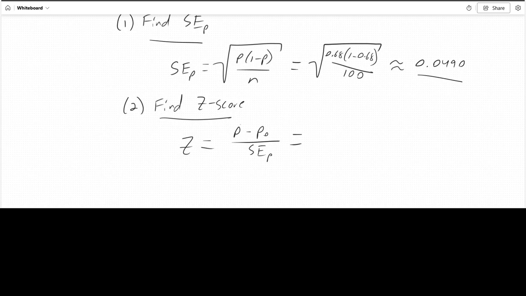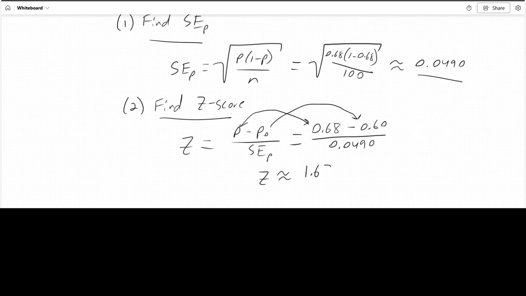This is our proportion that we sampled, which is 0.68. P naught is the default that we were assuming, our null hypothesis essentially, and so that was 0.60. So again, this whole top part is just finding how much our sample deviated from our assumed proportion. And that's all over, we already calculated the standard error, so that's 0.0490. Okay, and there's obviously still rounding here. So we're going to say the z-score is approximately 1.63. Lovely.